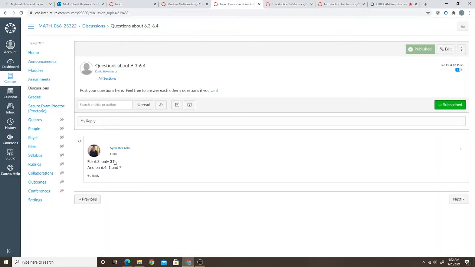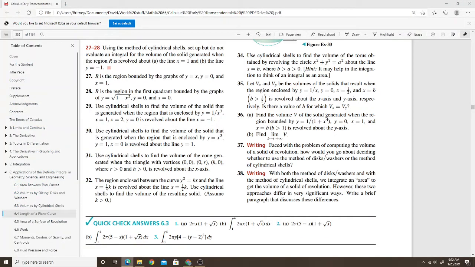All right, so let's go over 6.3 number 31. So 6.3.31 says, use cylindrical shells to find the volume of the cone generated when the triangle with vertices (0, 0), (0, R), and (H, 0), where R and H are positive, is revolved around the x-axis.